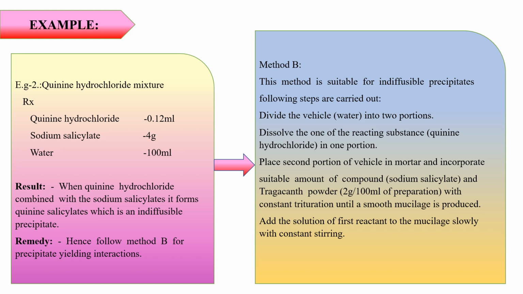It also has the following steps. The first step is to divide the vehicle water into two portions. Dissolve one of the reacting substances, quinine hydrochloride, in one portion of water. Then place the second portion of vehicle in a mortar and incorporate a suitable amount of sodium salicylate and tragacanth powder with constant trituration until a smooth mucilage is produced. Add the solution of the first reactant to the mucilage slowly with constant stirring.